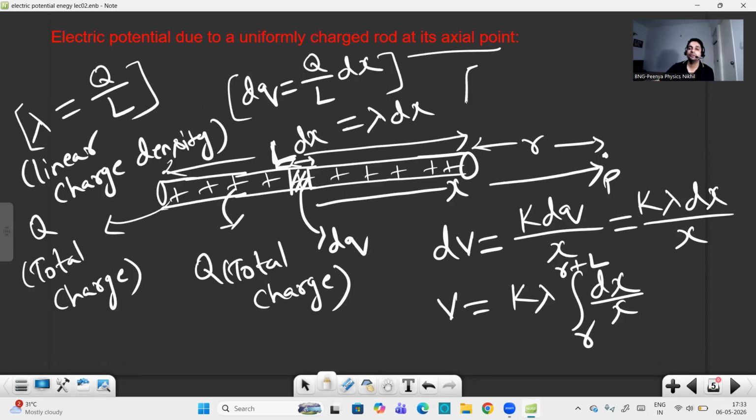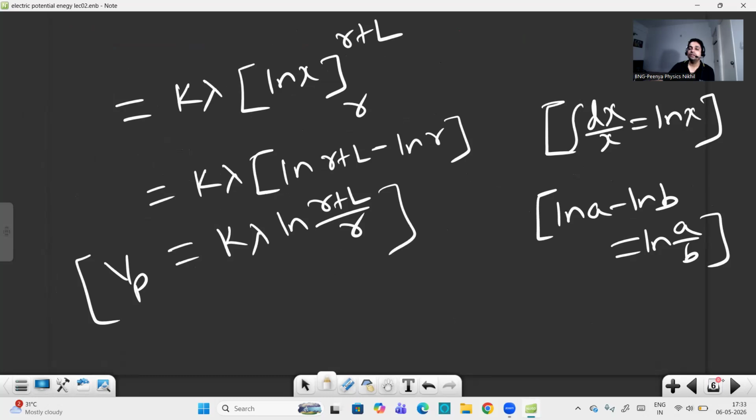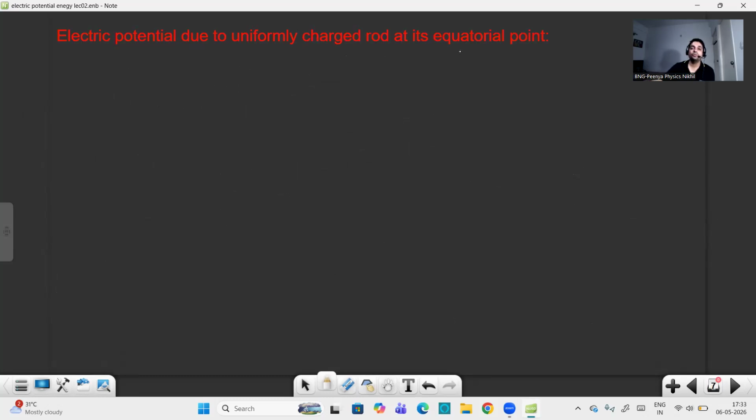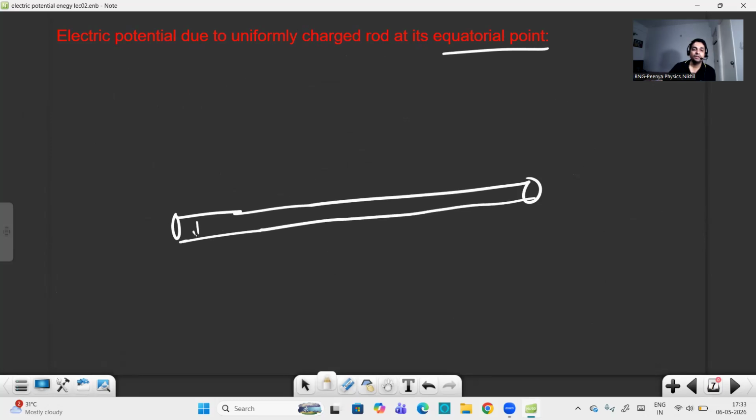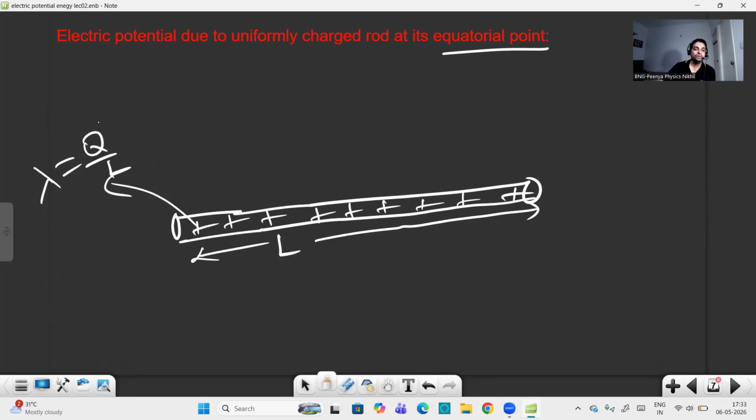Here we found it at an axial point. Now next, if we have to find it at an equatorial point, what is the meaning of equatorial point? If I take a uniformly charged rod, in the same way its linear charge density lambda is Q by L, where L is the length of the rod and Q is the total charge.